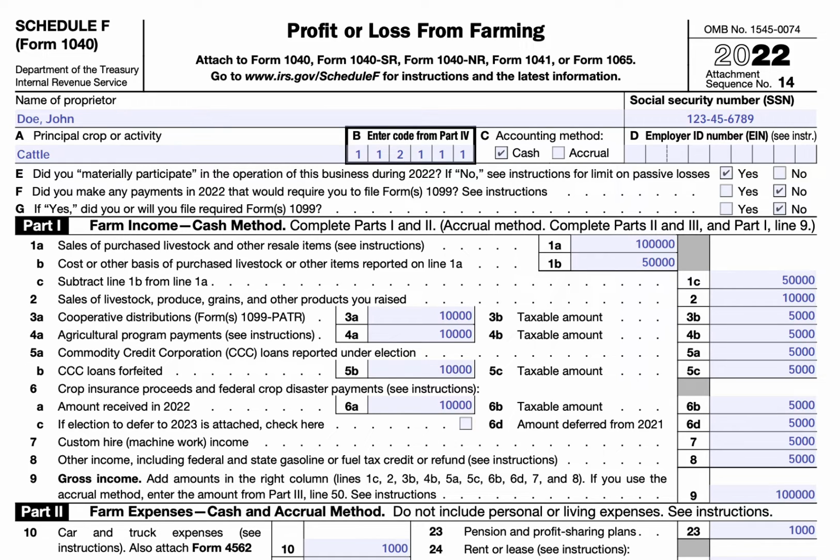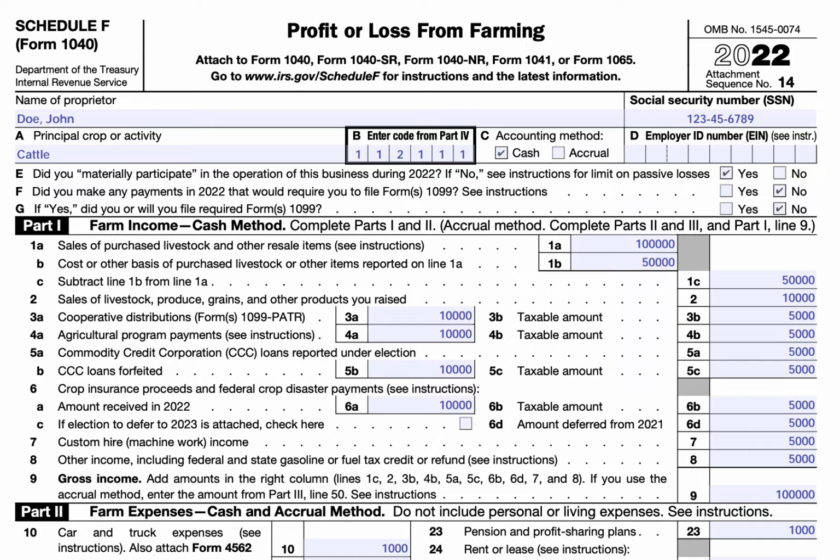Schedule F, profit or loss from farming. So this is a schedule that you would use if you had farming related activities that you either generated a profit or a loss on, based on goods that you sold, if you materially participated in the business. So generally, this is the tax form that you would file as a farmer. That would then help inform other parts of your income tax return, such as Schedule SE for self-employment.